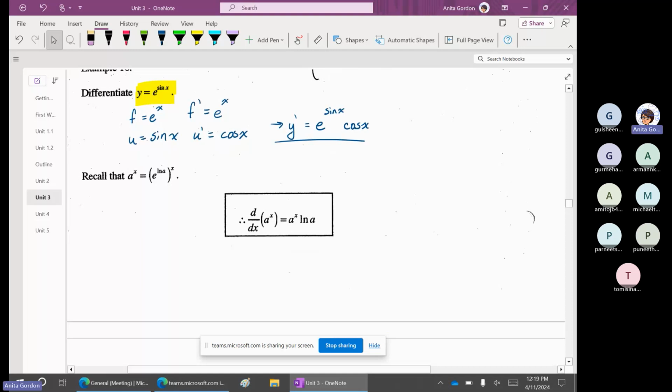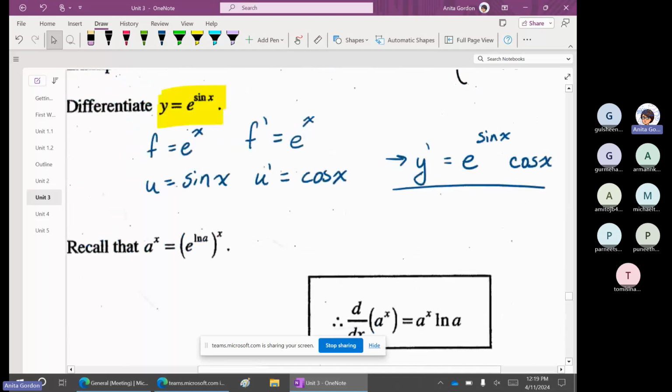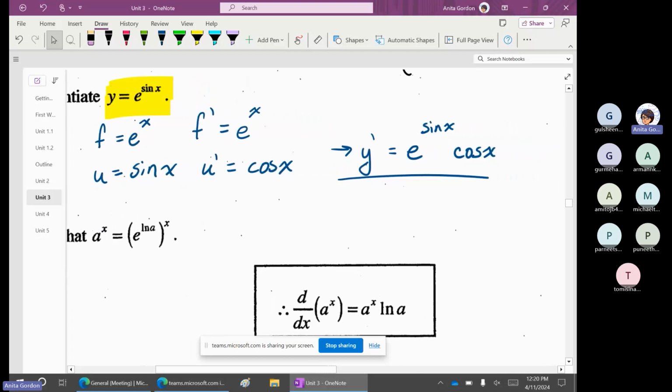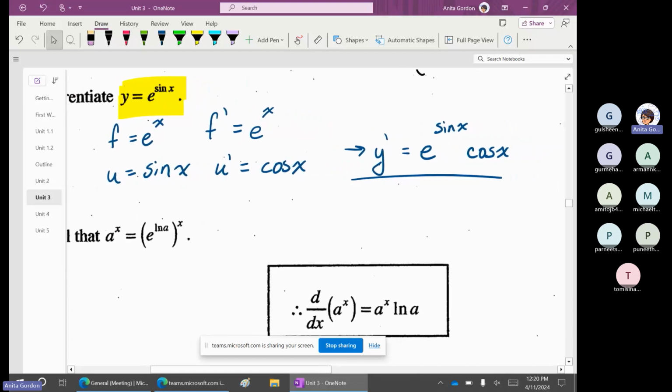Okay, exponentials. Outside function, e to the x. Inside function, sine x. Sine x is in the exponent. From a day or two ago, we said that the derivative rule for e to the x is just e to the x. So this is what our function is. If I were to color code it, yes.